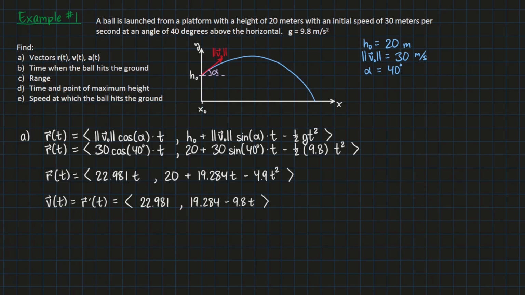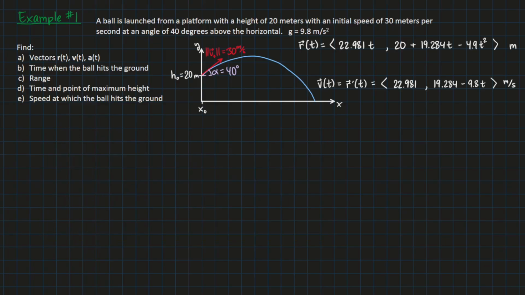And remember, the units for position are in meters in this problem, and the units for velocity are meters per second. We already know that the ball's acceleration is constant throughout its trajectory. The acceleration is always downward, and its magnitude is g. The acceleration vector is 0, negative g, or 0, negative 9.8 meters per second squared. If we want, we could check this. If we take the derivative of v(t), we're going to get the same answer.